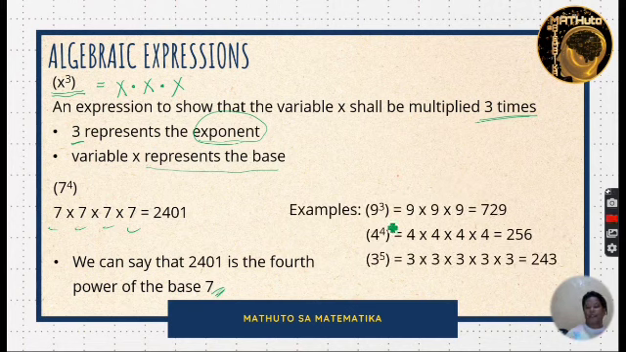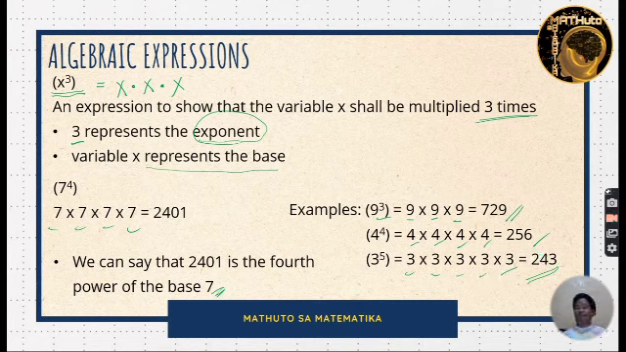Another example, 9 cubed, which is equal to 9 times 9 times 9, which is equal to 729. We have also 4 raised to 4, which means 4 times 4 times 4 times 4, which is equal to 256. And we have also 3 raised to the 5th power. We're going to multiply 3 5 times. So 3 times 3 is 9, times 3 is 27, times 3 times 3, which is equal to 243.